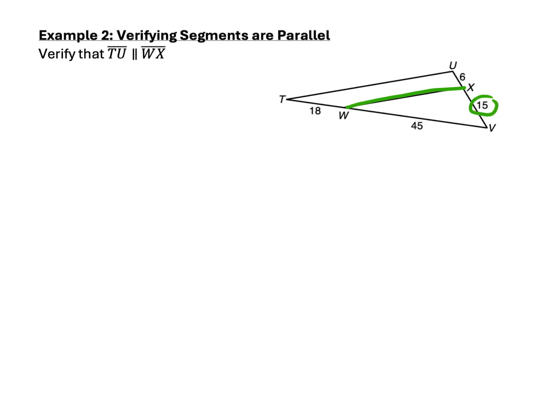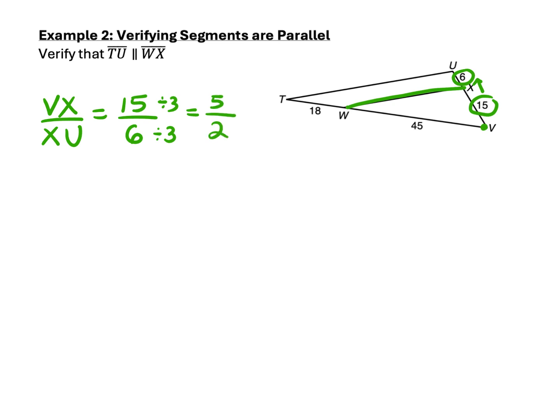So I'm going to begin on this side. And remember, I always go from the vertex up here on down. So that's going to be the ratio of VX over XU, and you can see that that is 15 over 6. And then let's simplify our fraction. If we divide each by 3, or we use the fraction button on our calculator, we'll arrive at 5 over 2. Let's see if the other side is divided in the same ratio.